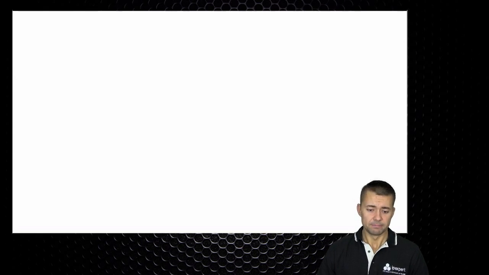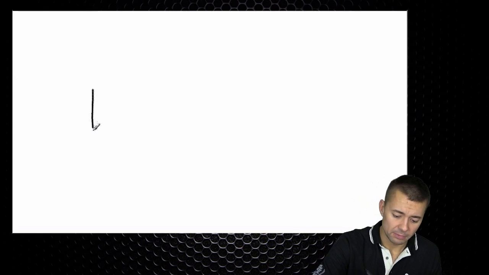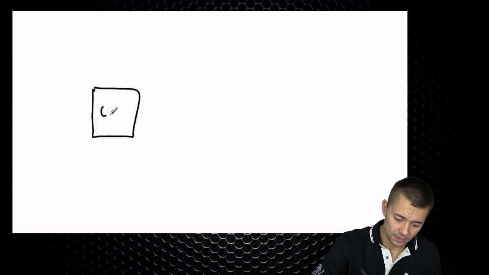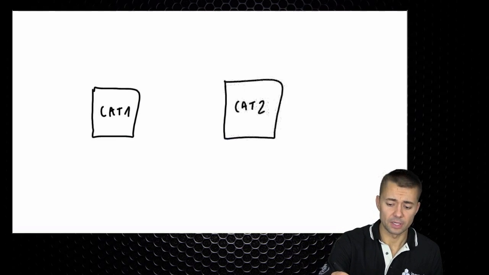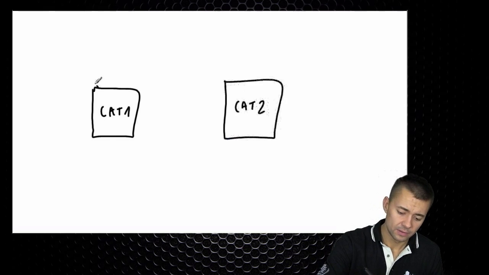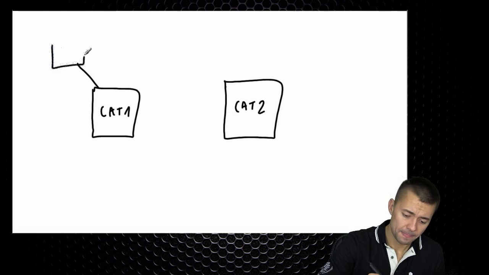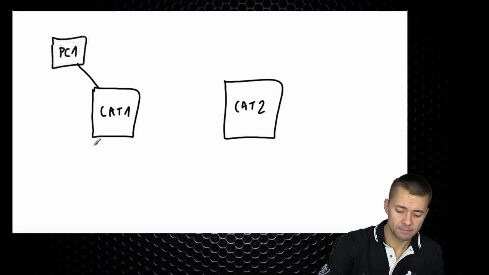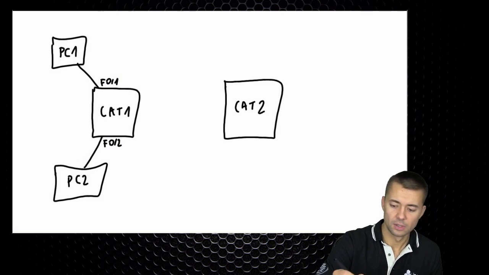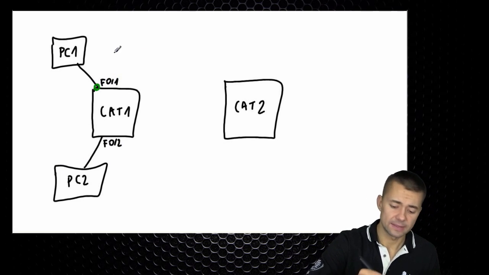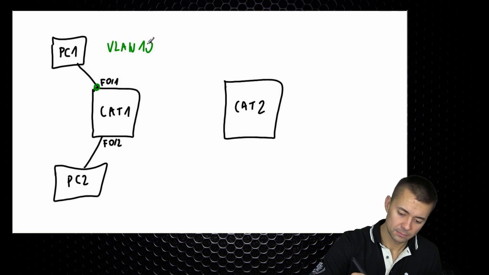So if I wanted to visualize that, we will have just two switches in this very simple network. Let's say that this is Catalyst 1, and then we will have Catalyst 2. Now we will initially focus on just a single switch. Let's say that we have two PCs connected to this switch, PC1 and PC2. This is Fo2, this is Fo1. One of the devices goes to VLAN 10, and the other one goes to VLAN 20.